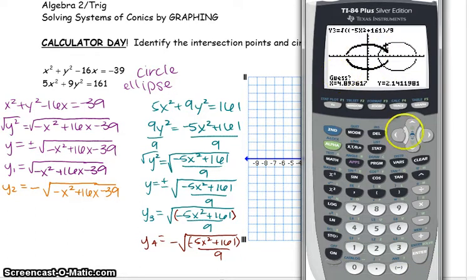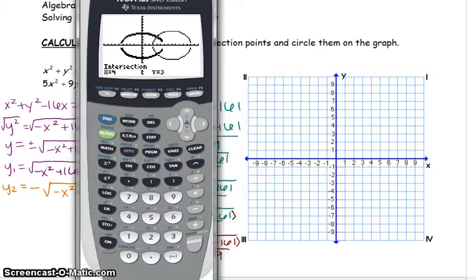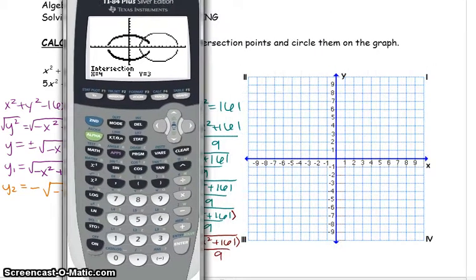And now it wants us to guess. So now we can just move a little bit towards where we think the intersection point is, and we hit enter. And it gives us an intersection point of 4, 3. So we can graph that on our graph here. So we have 4, 3.